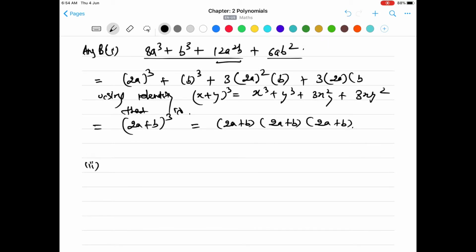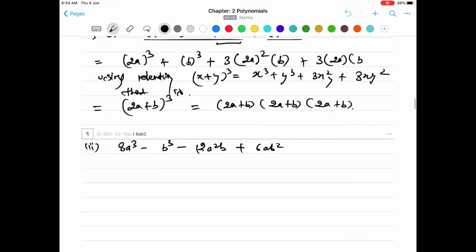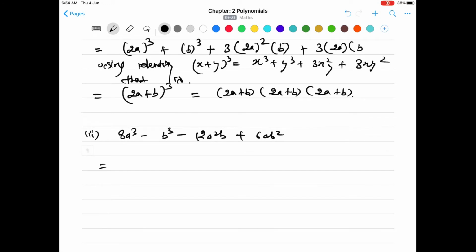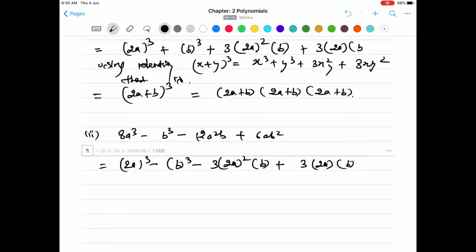Okay, now come to the next part. We have 8a cube minus b cube minus 12a square b plus 6ab square. We can write this one as 8a cube is 2a whole cube, minus b cube is b cube, then 12a square b can be written as 3 into a square, a here is 2a, into b, and plus 3xy square, that is 2a into b square.